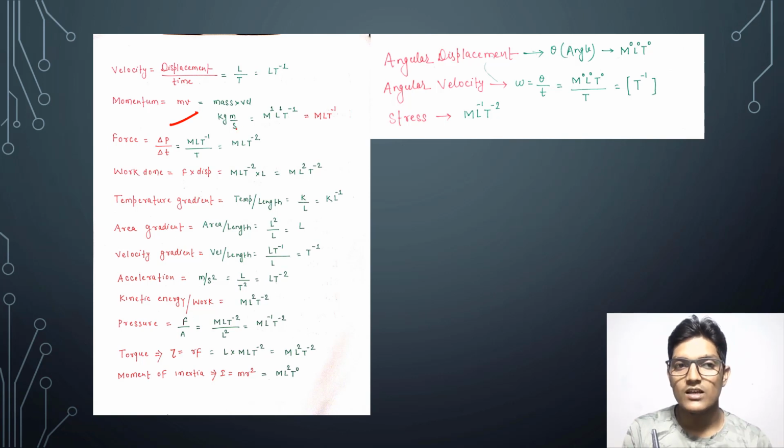Then force is change in momentum divided by time. So M L T to the power minus 1 divided by T. It will become M L T minus 2. Work done is equal to force into displacement. So M L T minus 2 into L, then it becomes M L2 T minus 2, and so on. If you have any doubt about how we can find the dimensions, you can discuss with me in the comment section, and I think the derivation is sufficient to get that knowledge.